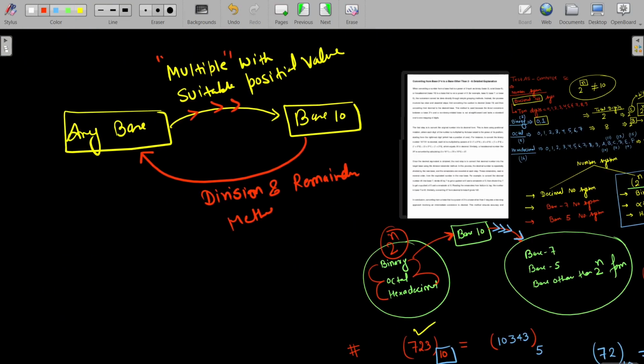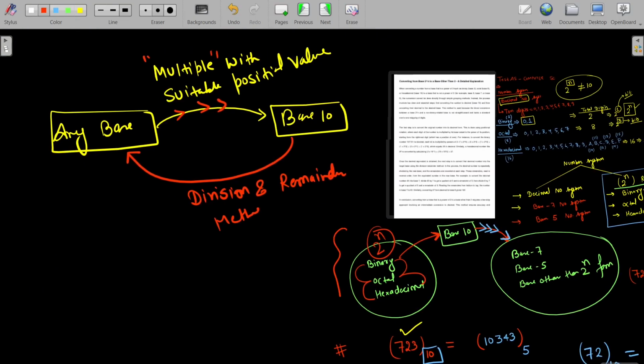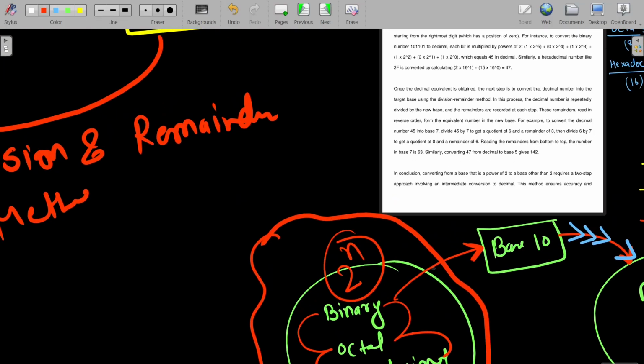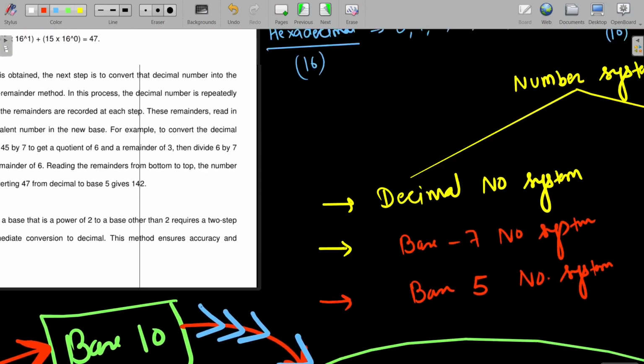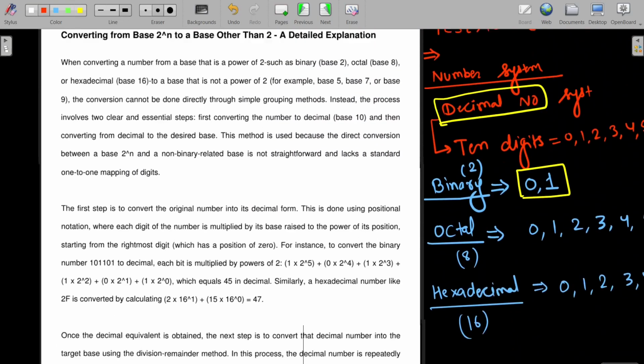And the last one: if you have to convert among the same data type, it means the same number system, that is 2 raised to power n form, like binary to octal, octal to hexadecimal, hexadecimal to octal, you have to just see your grouping. You have to take the appropriate number of bits in your grouping. These are discussed in this passage, and we have some questions based on this one.